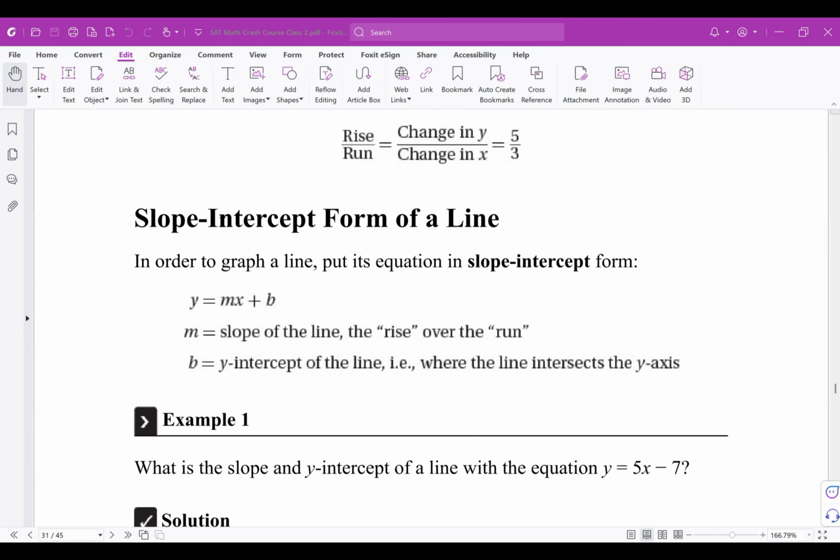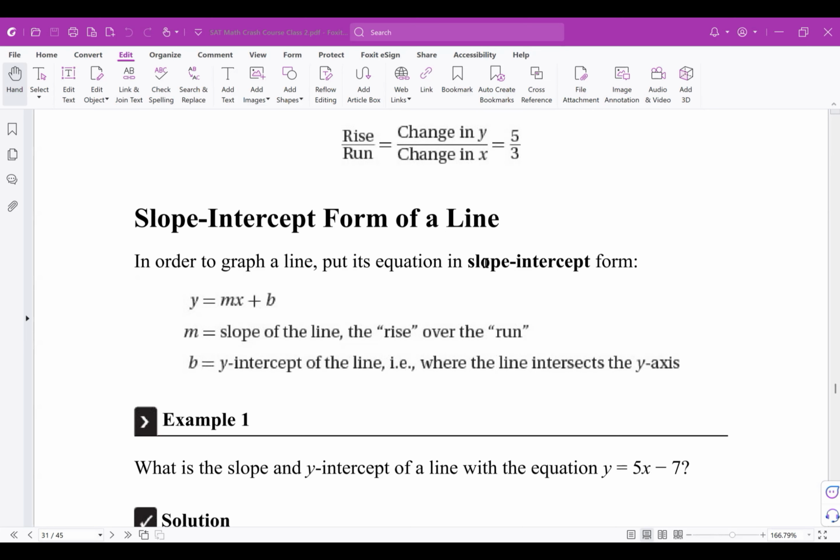Slope intercept form of a line. In order to graph a line, put its equation in slope intercept form. Basically, this form is called the slope intercept form, y equals mx plus b, and this is also known as the standard equation of a straight line. Basically, in coordinate geometry, this is known as the standard equation of a straight line.